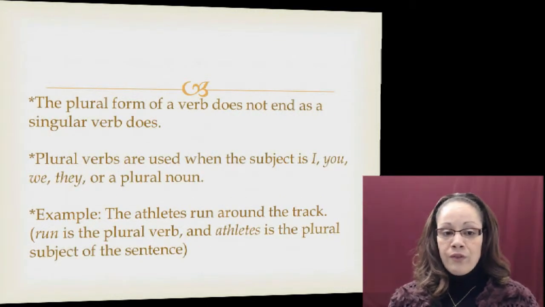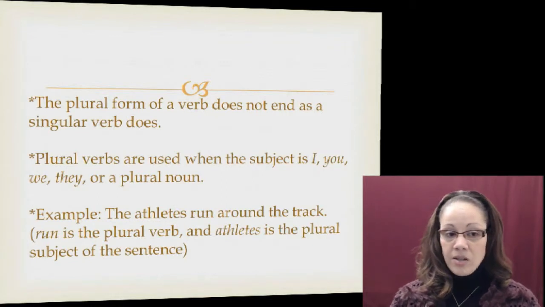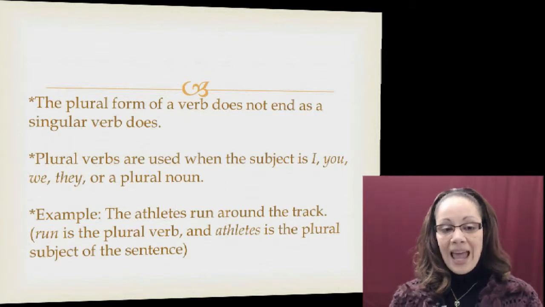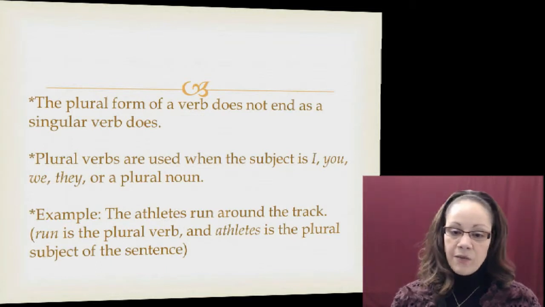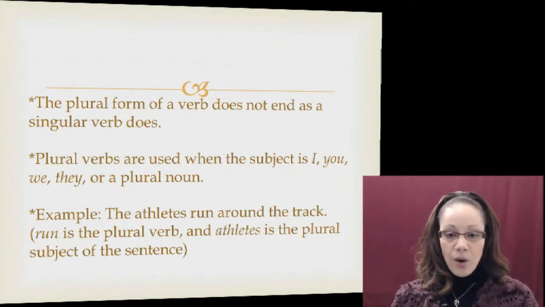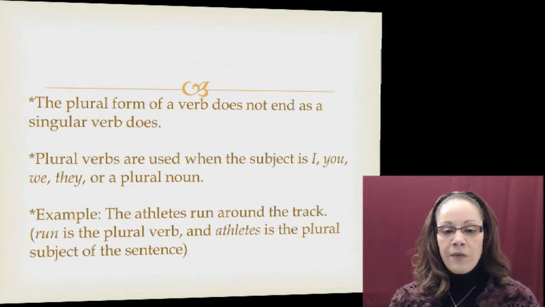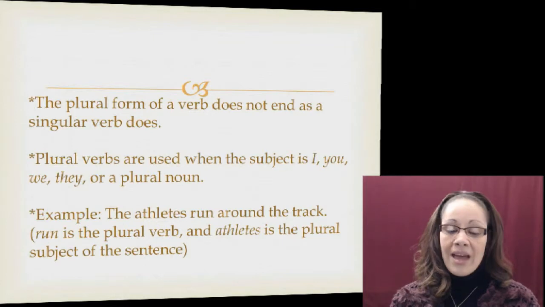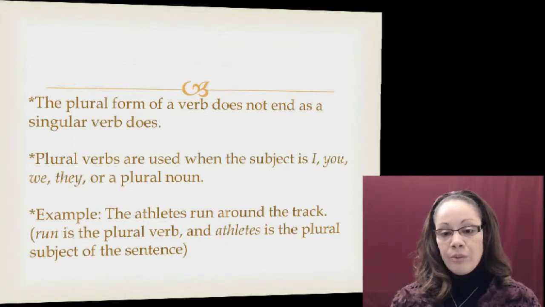The plural form of a verb does not end in s as a singular verb does, like I told you before. Plural verbs are used when the subject is I, you, we, or they, or you have an actual plural noun. Our example here, similar to the first one: the athletes run around the track. Again, let's find our verb, run. It's an action verb that does not have an s at the end of it, so we know it's plural. So who or what run? Let's find our subject. Athletes with an s is the answer to that question, so we know athletes is plural, and we have a plural verb, run.